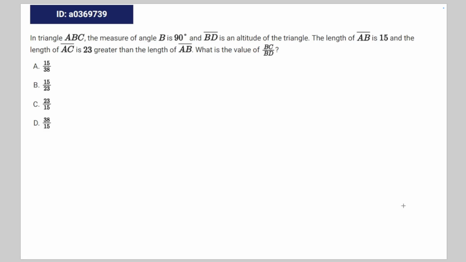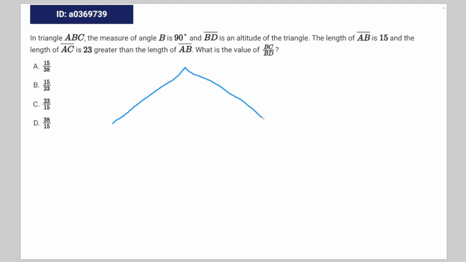So on to the next question. We're going to be talking about similarity this time. And it gives us the following information. In the triangle ABC, the measure of angle B is 90 degrees, and BD is an altitude of the triangle. The length of AB is 15, and the length of AC is 23 greater than the length of AB. What is the value of BC over BD?